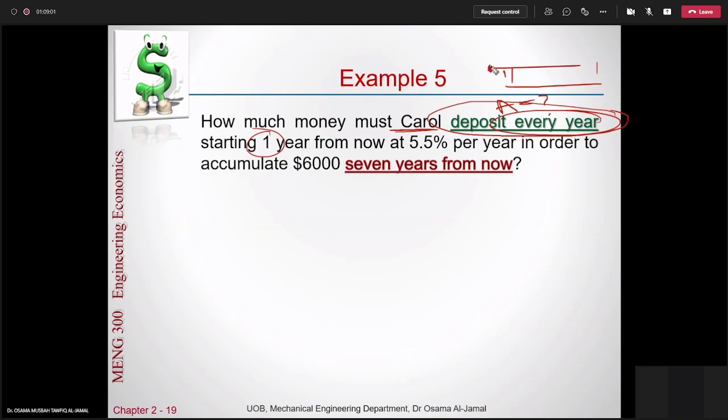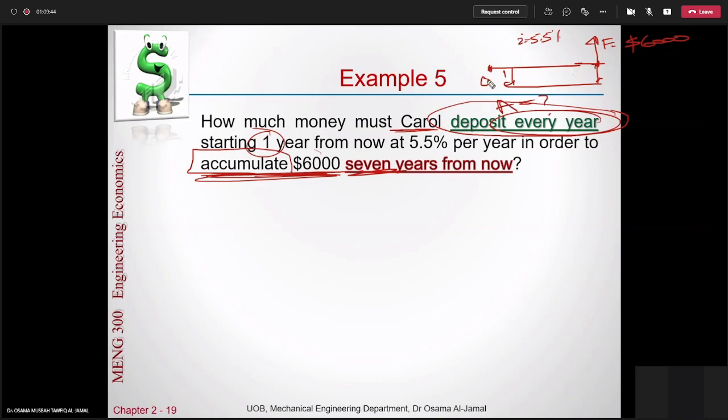We are at time 0. At 5.5, so this is the I%, 5.5 per year in order to what? Accumulate, to collect at the end. I didn't tell you here to find the future worth. No, it says here to accumulate from the investment that she wants to collect in the end $6,000. It means we're talking about the future value. The future value in here, to find the F. The F that is given to us is how much? $6,000. When? I still have something missing.